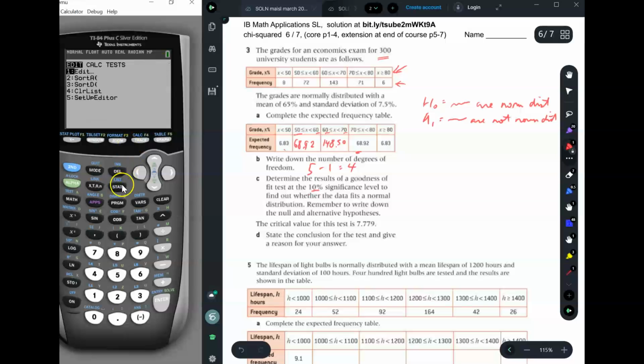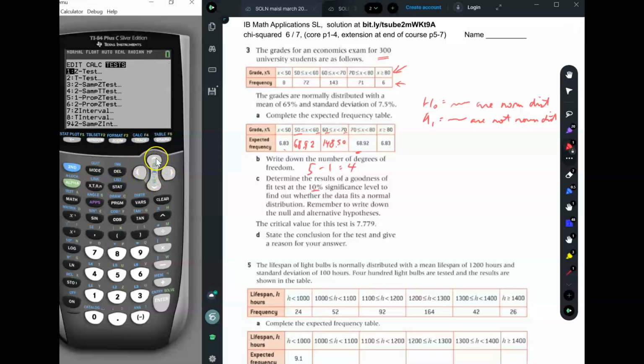And then you run the chi-squared GOF test. So you do stat, test, go up because it goes to the second page quicker. Press the D option, which is chi-squared GOF test, enter, and then you leave L1 and L2 because that's where we put our observed and expected frequencies. The degrees of freedom is 4 because it's 5 elements minus 1. And then we just go down to calculate and we press enter.